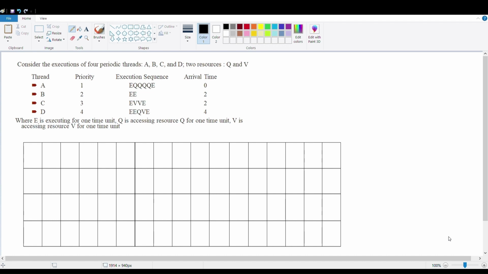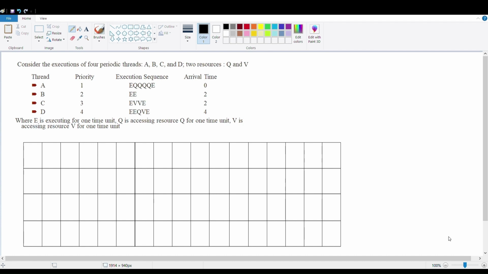Deadlock, you already know about deadlock, but I will revise the definition. Deadlock is a situation in which two or more processes are blocked or waiting, because one process is holding a resource and requires another resource, right? That situation is called a deadlock condition. So let's start to solve this question.